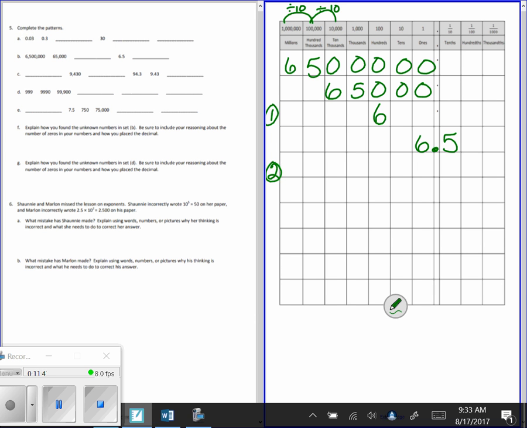Yes, sir. And then we just have that. So then, how many jumps does this 6 need to go? 2. This way, right? So 1, 2. It's going to go here. What goes here? A 0. Because we cannot have an empty spot in between the decimal and the 6.